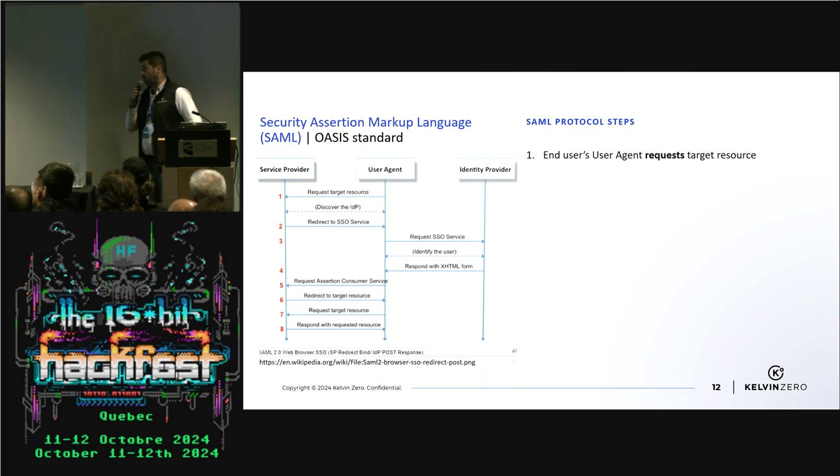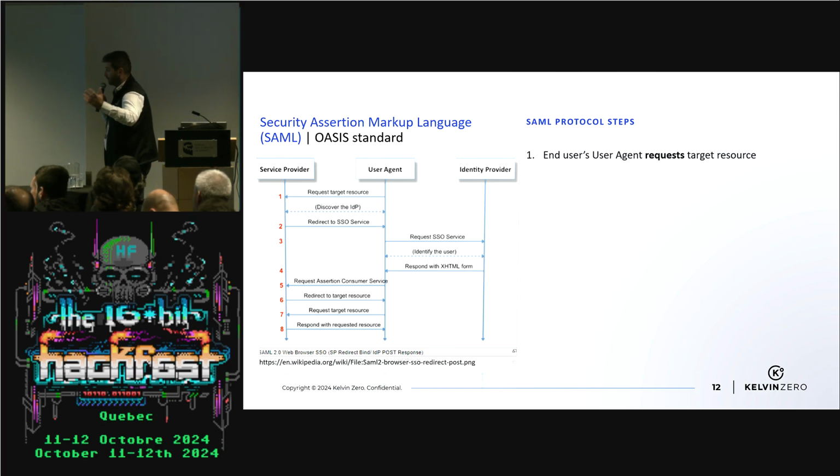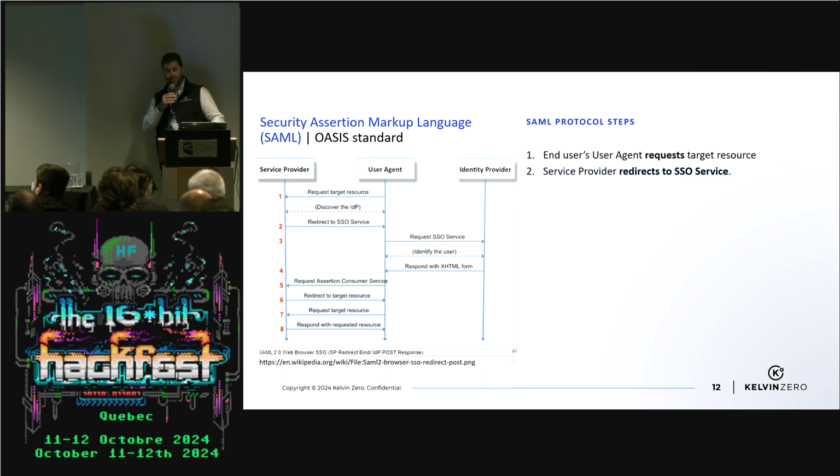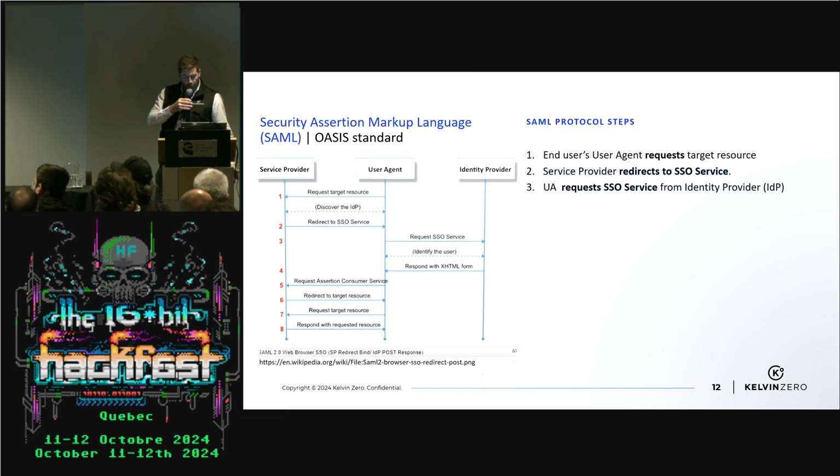It's done in 8 steps, much more efficient than what was done before, also much safer. It typically starts with an end user's browser requesting a target resource. The user agent is the one in the middle, for those in the back who can't see well. The far left is a service provider, so see it as an app that runs on a web server or any service really. It could be APIs, a bunch of different things. Then you have the identity provider on the far right. So you start with the request of the target resource. Then the service provider redirects to an SSO service. From there, the user agent requests the SSO service from the identity provider. So a bit of redundancy here.